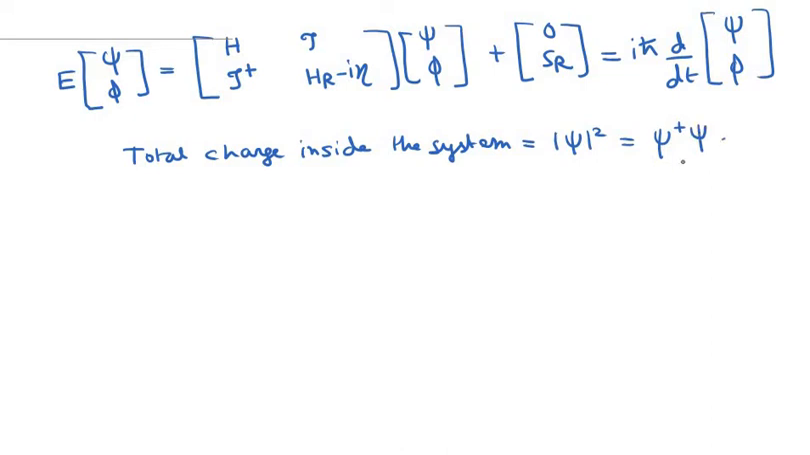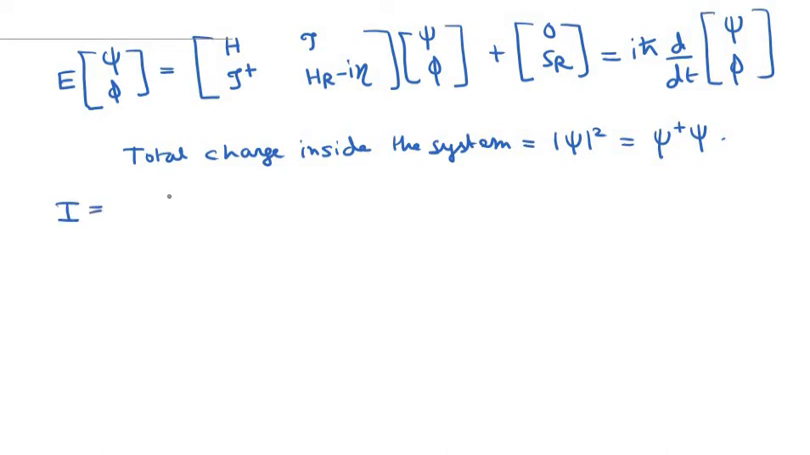Okay, now the rate at which this total charge inside the system changes with time is equal to the current flow. We will assume that the current flow is positive if the charge enters the system, that is, the charge inside the system increases with time, and we will assume that the current flow is negative if charge gets out of the system, that is, the charge inside the system decreases with time.